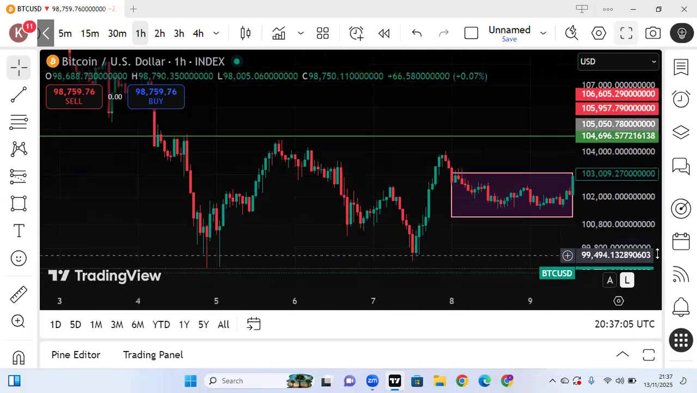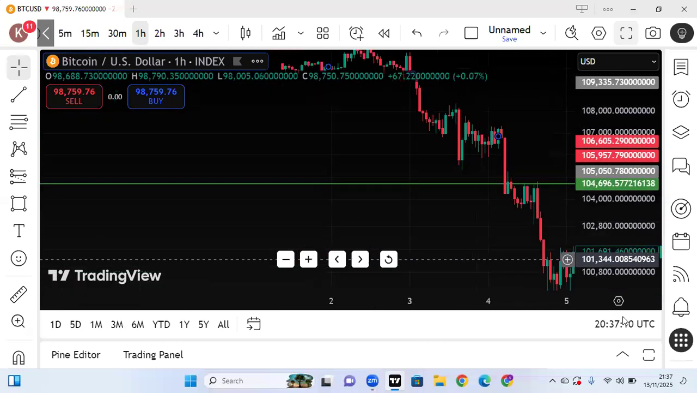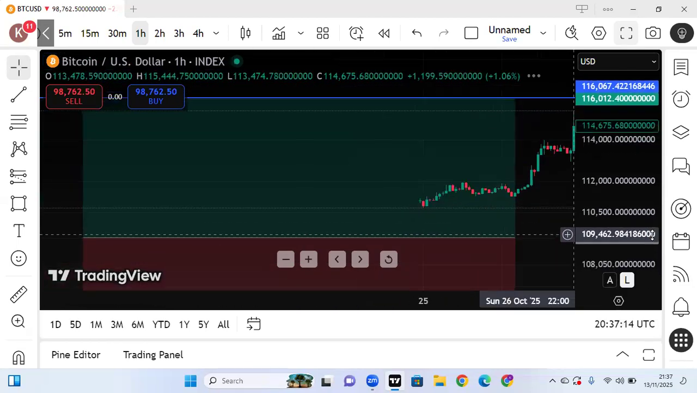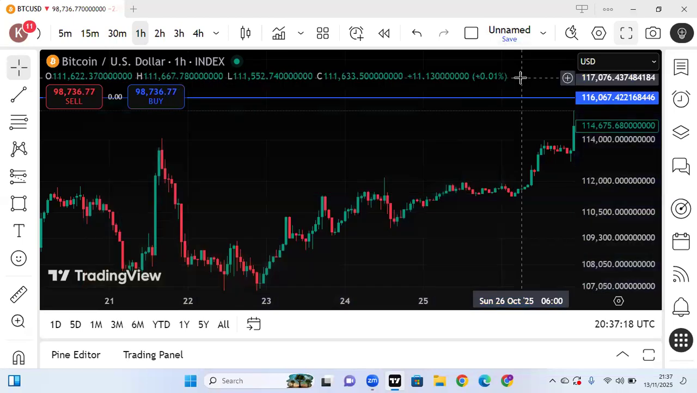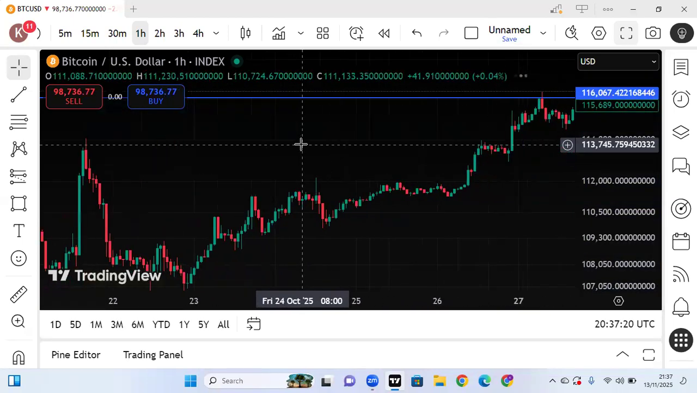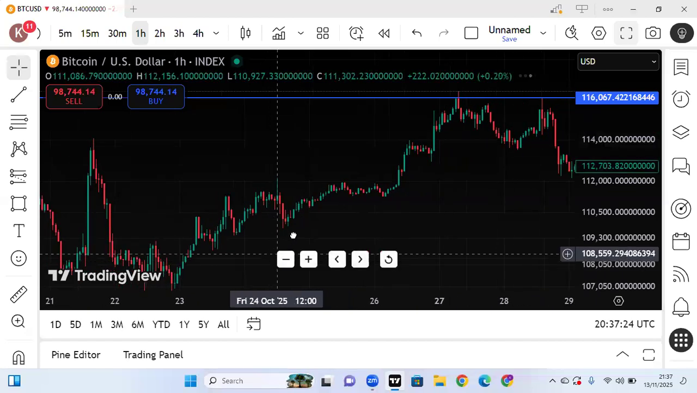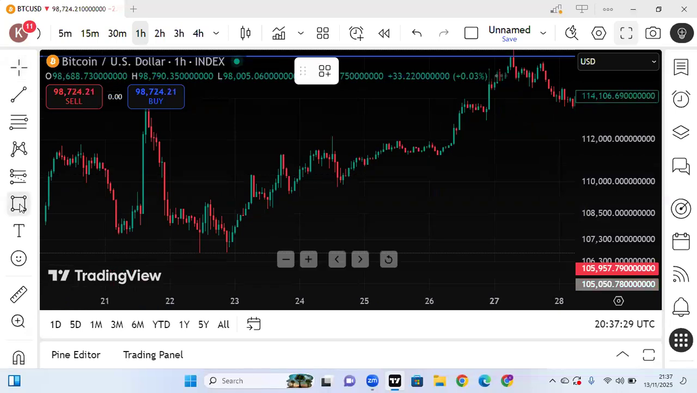What of for buy? Let me look for the one for buy. If you are buying, what of another one for buy? Order block for buy. This is another order block for buy.